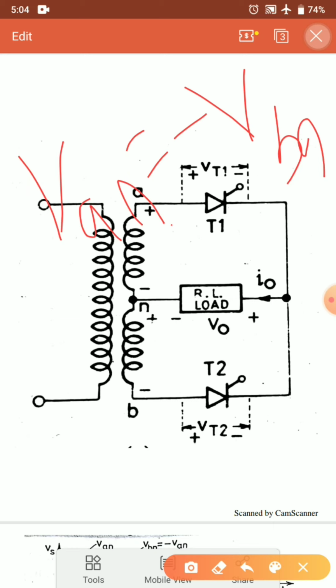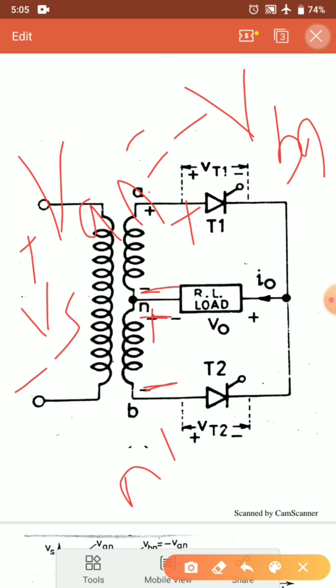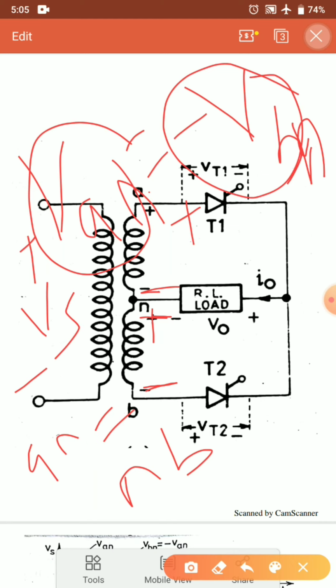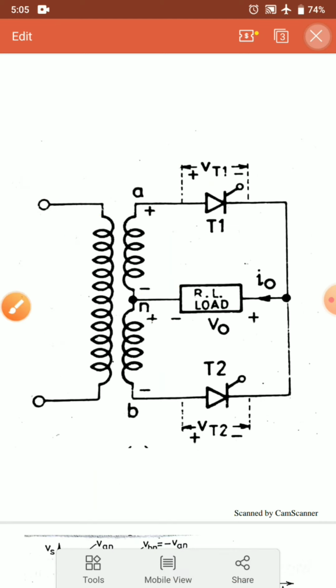Why? Because this is my plus, this is minus, and this is going to be my plus and this is minus. If I am taking output across AN and NB, I will have similar supplies, but here we can see that for BN it is reversed, so AN and BN both have opposite currents flowing. Because of this I can get my output which is continuous in nature.